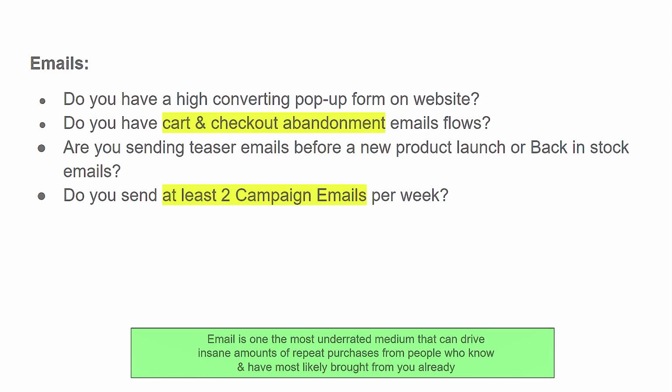Some of the automatic email flows include cart and checkout abandonment emails. You should have these, and you must also be sending at least 2 manual campaigns per week. These can be anything like back in stock, product guides or best sellers, etc. You must be sending at least 2 manual campaigns, and they don't have to be always about discounts or sales.